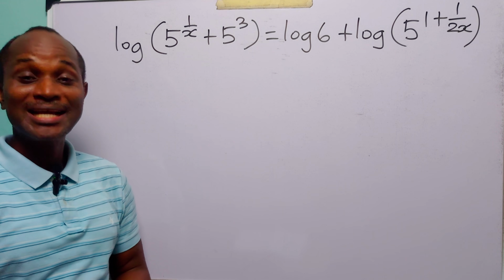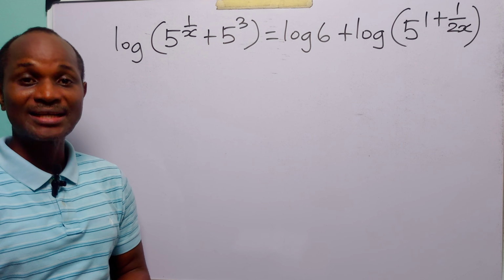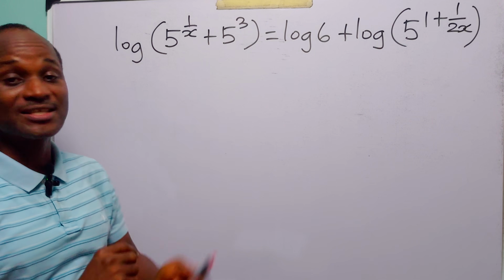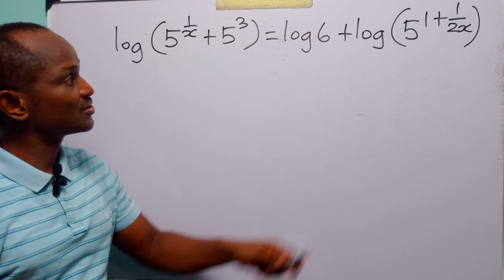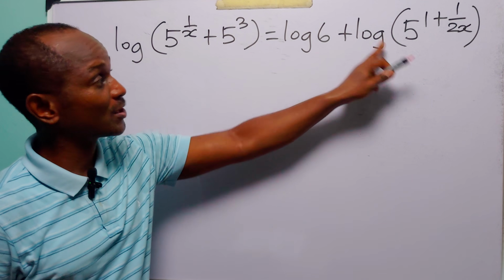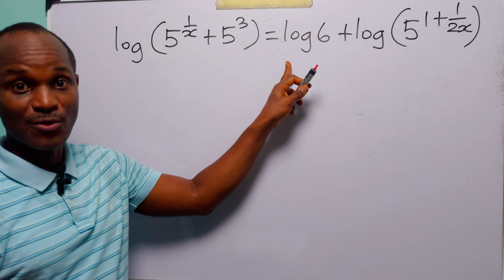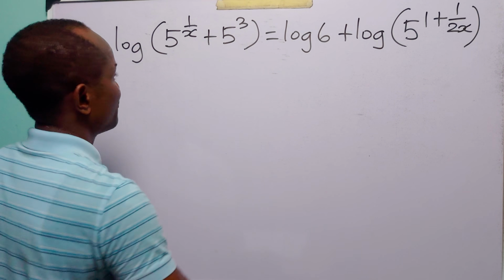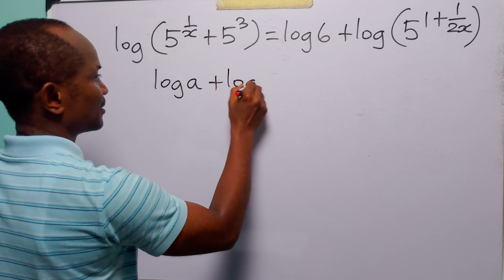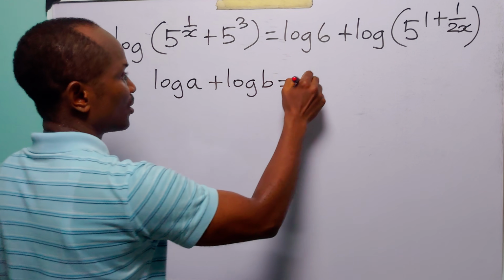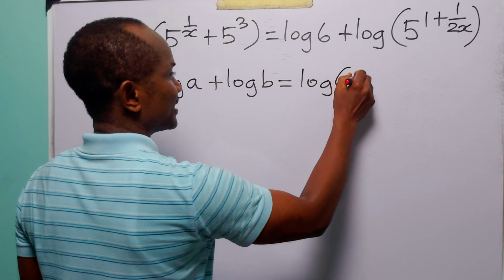Hello and welcome. In this math tutorial, our task is to find the values of x that satisfy this logarithmic equation. Now, to solve this problem, we are going to start by combining these two log terms on the right-hand side of the equation. And to do that, remember that log a plus log b is equal to log a times b.